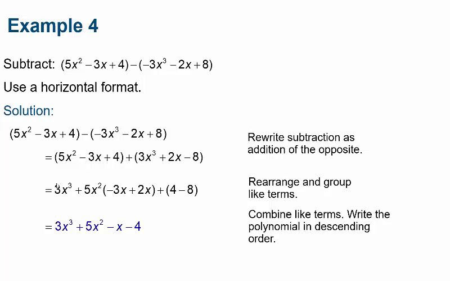Well, the 3x cubed stays the same. The 5x squared stays the same. Minus 3x plus 2x just gets me minus 1x, or just minus x. And then 4 minus 8 obviously just gets me minus 4.